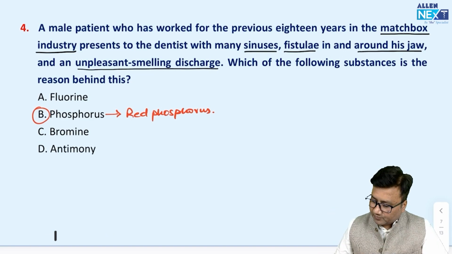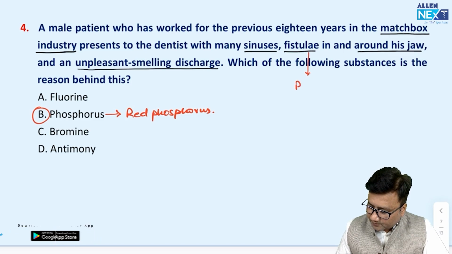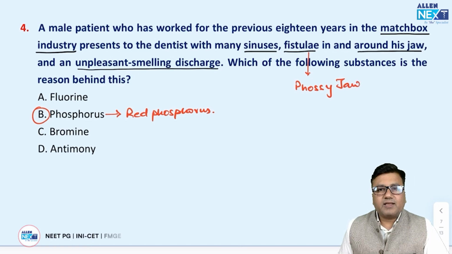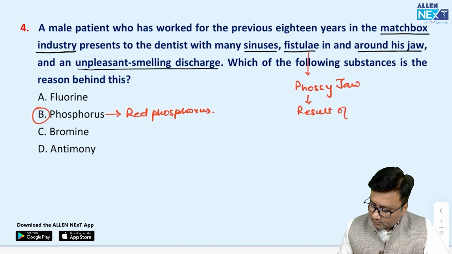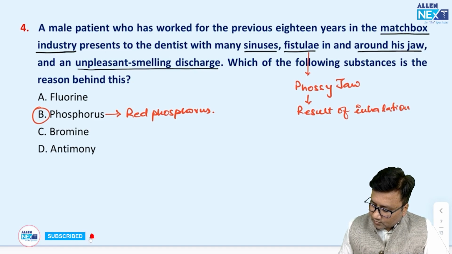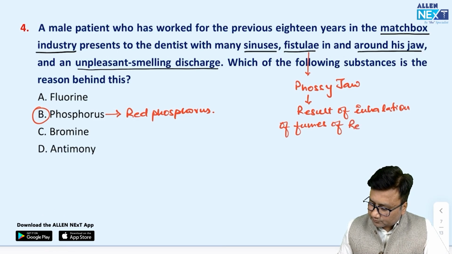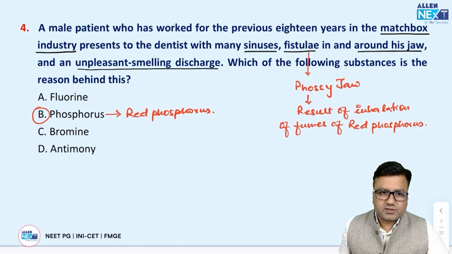Okay, this condition which is mentioned here, that is draining sinuses and fistulas, is called as phossy jaw. And this condition is the result of inhalation of fumes of red phosphorus. Right? So correct answer here is phosphorus.